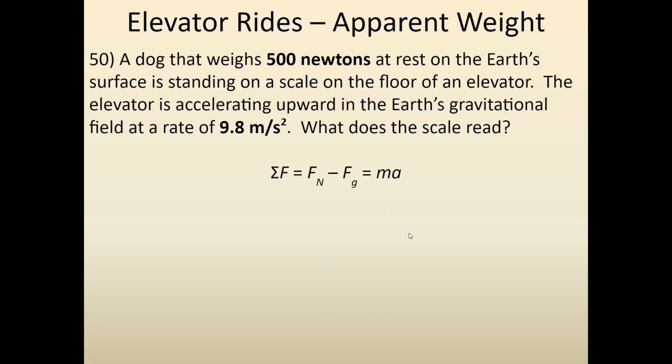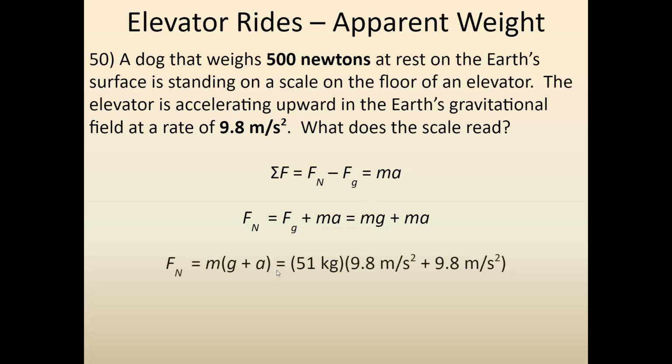Well, again, we do our sum of the forces equation. Because it's accelerating upward, the normal force is going to be the positive one. So we move FG over to the side, and we end up getting 1,000 newtons, which makes sense because if you're accelerating upwards at the same rate as the acceleration of gravity, it basically does double duty and you end up doubling your weight.